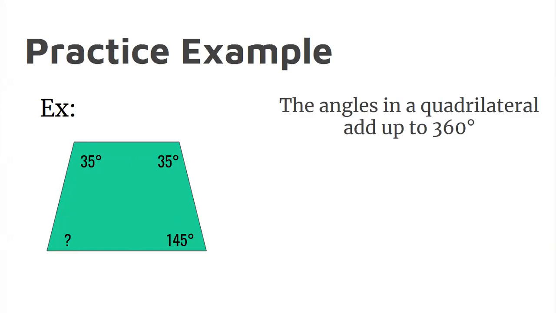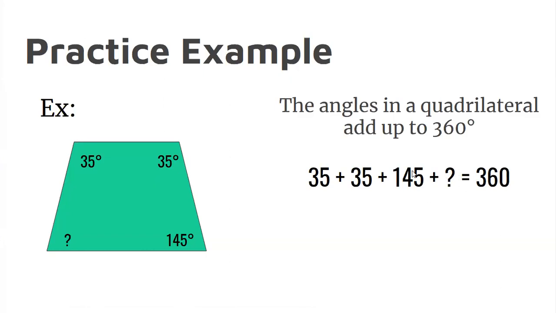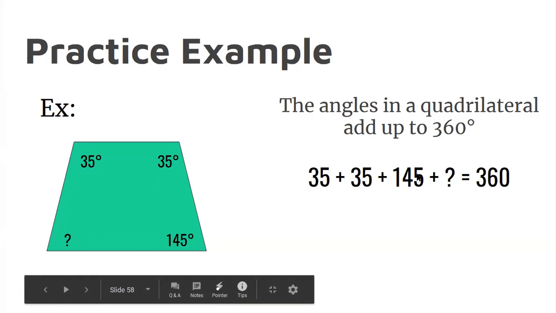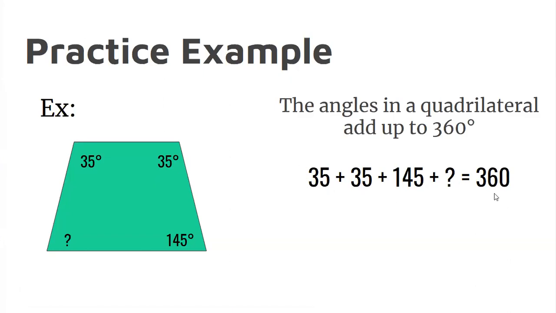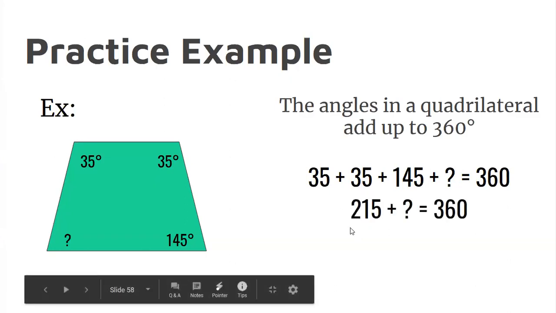All right, so as we know, the angles in a quadrilateral add up to 360 degrees. So we add up all of these angles, and also the question mark right there. So we got 35 plus 35 plus 145 plus question mark equals 360. Now you're going to subtract 215 from both sides, and then you get the question mark equal to 145 degrees.